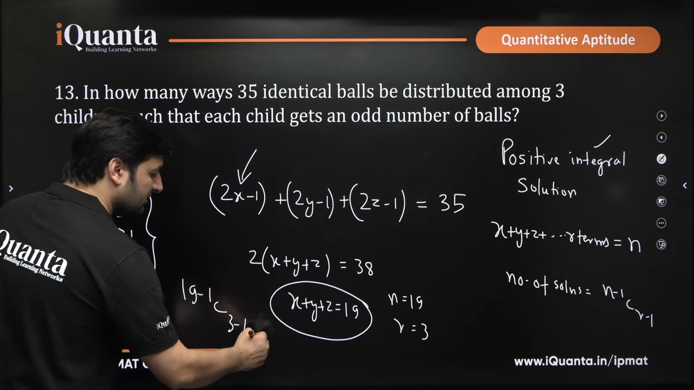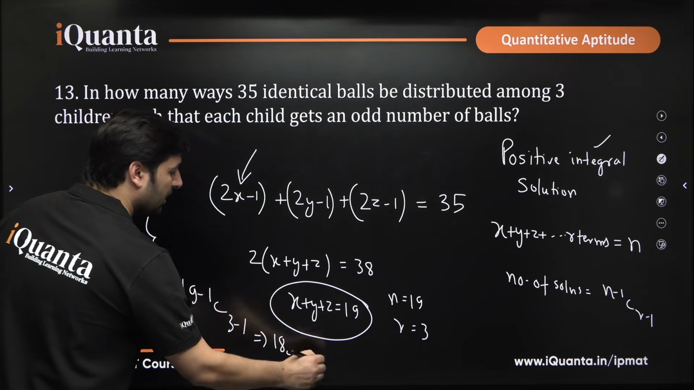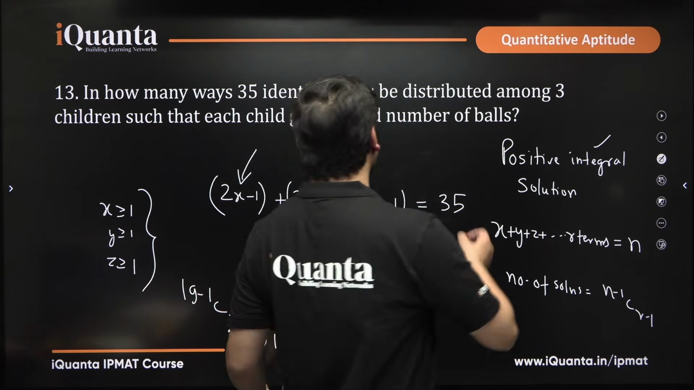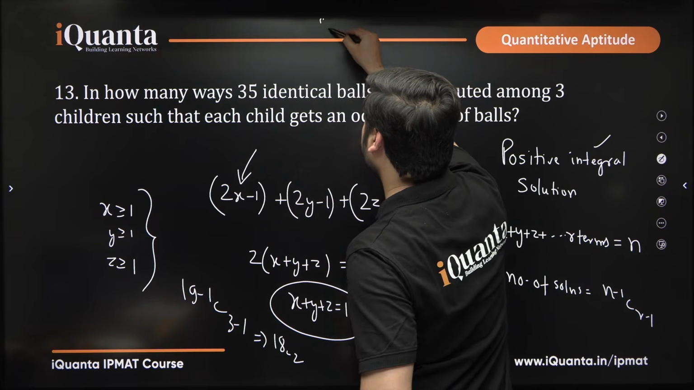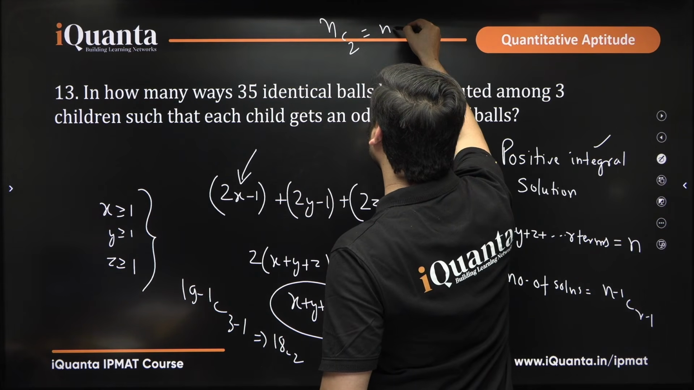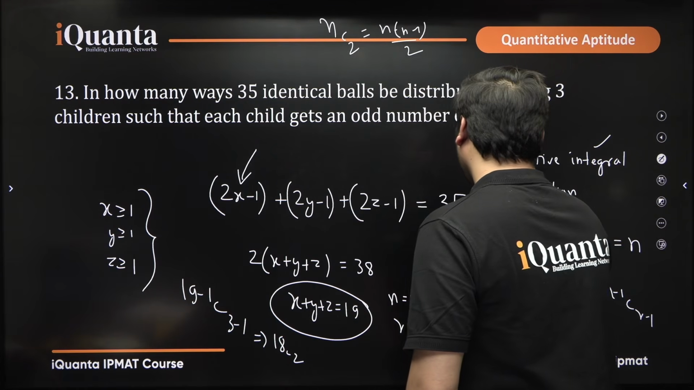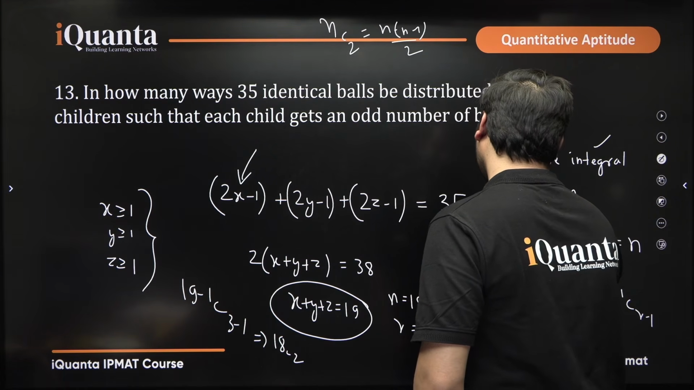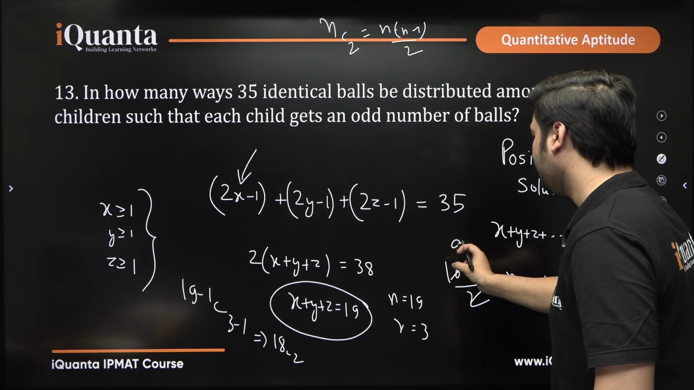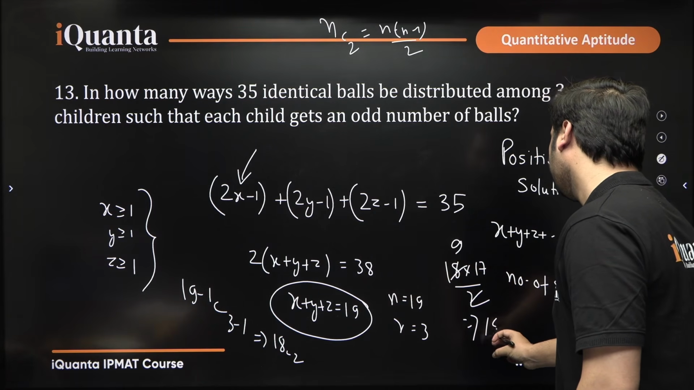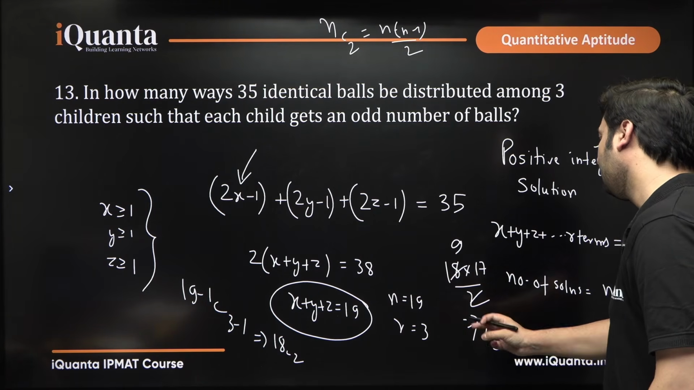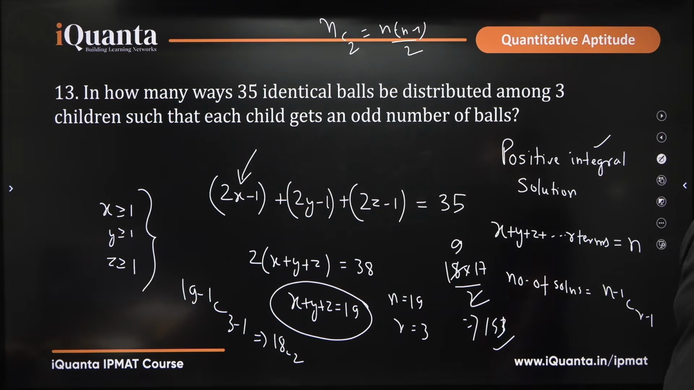That gives you 18c2, and whatever comes is the value of 18c2. What is 18c2? Whenever you have nc2, nc2 always has the value n into n minus 1 by 2. So what is n? 18. 18 into 18 minus 1 by 2 gives you 17 into 9, that is 153. There can be 153 ways in which you can distribute these identical balls among these kids. I hope this is clear.